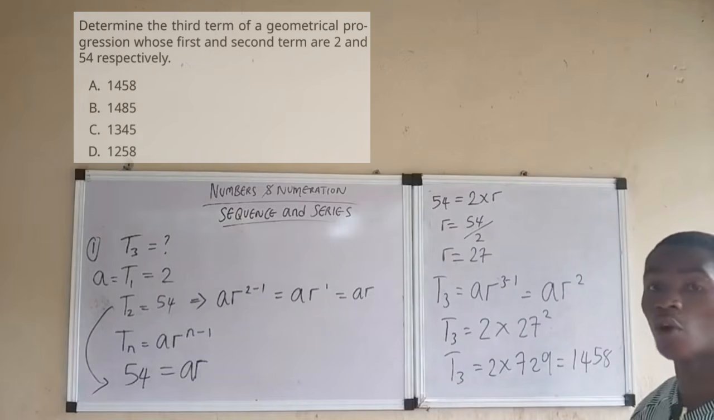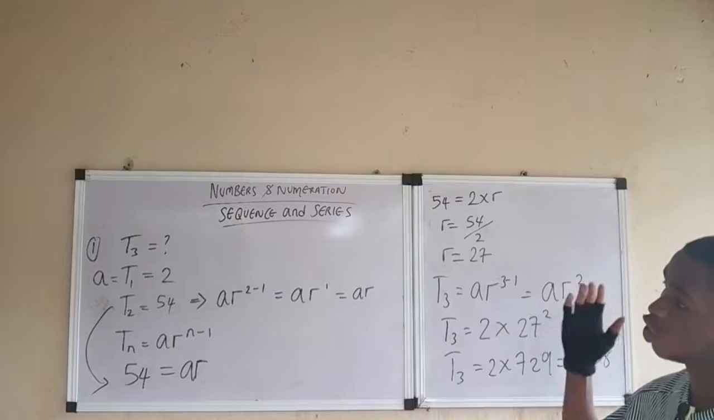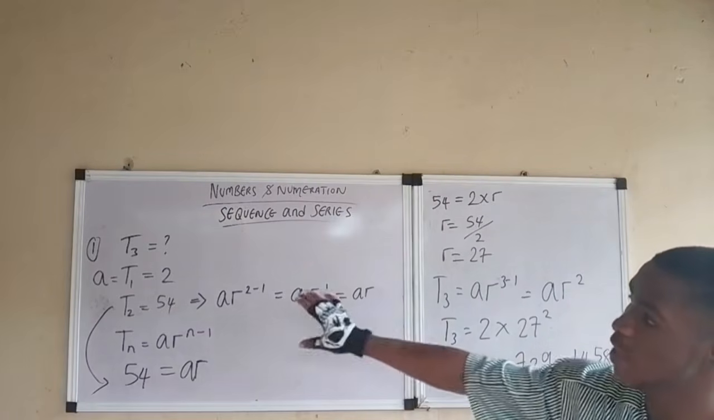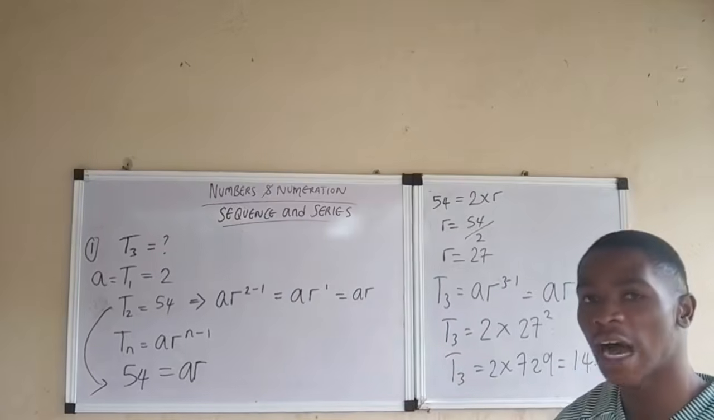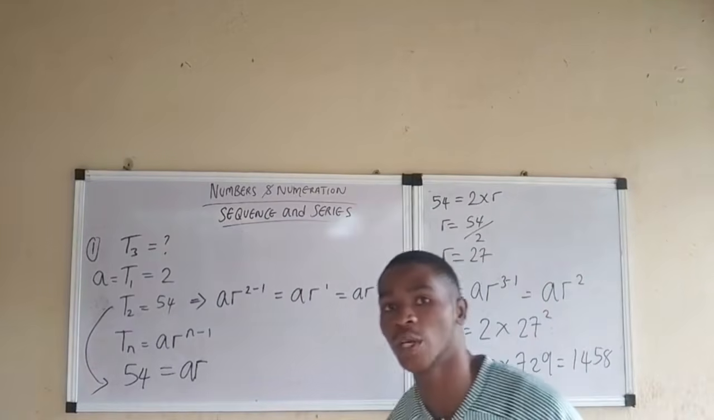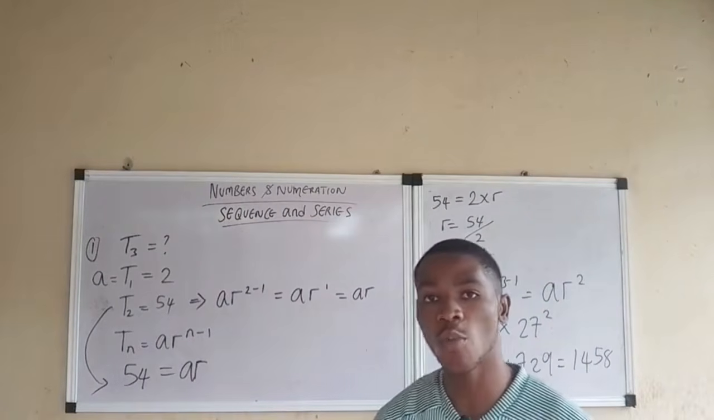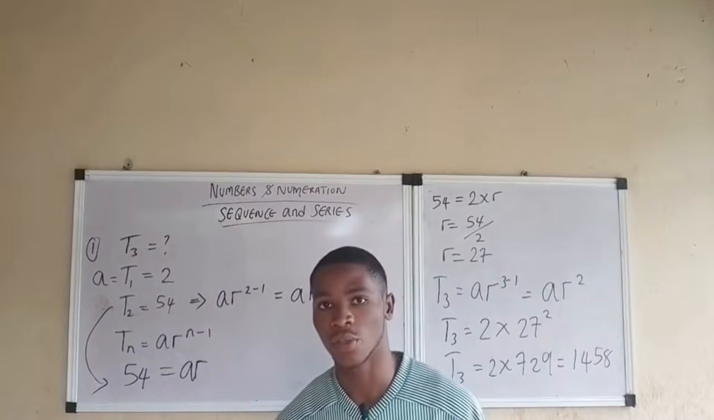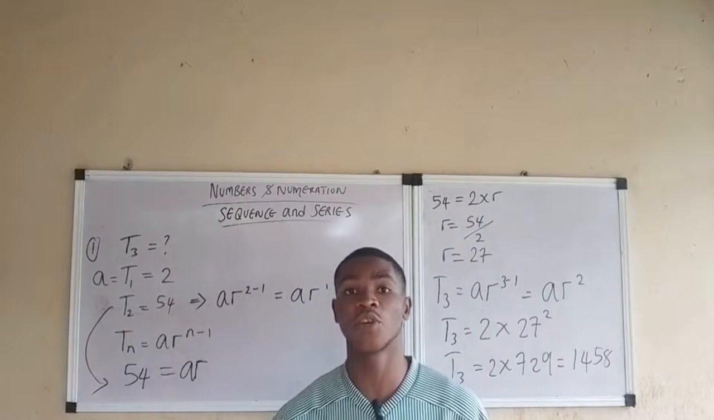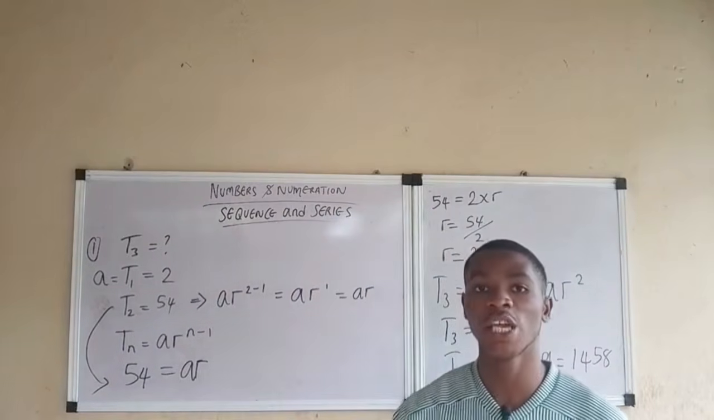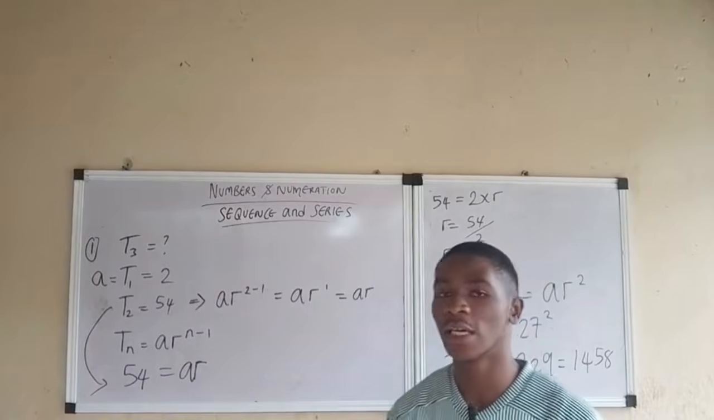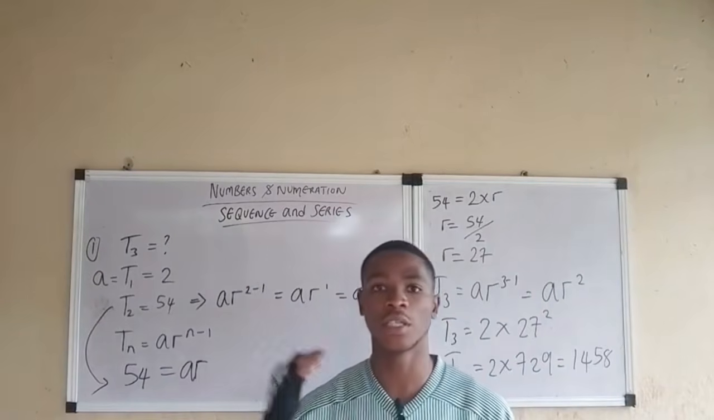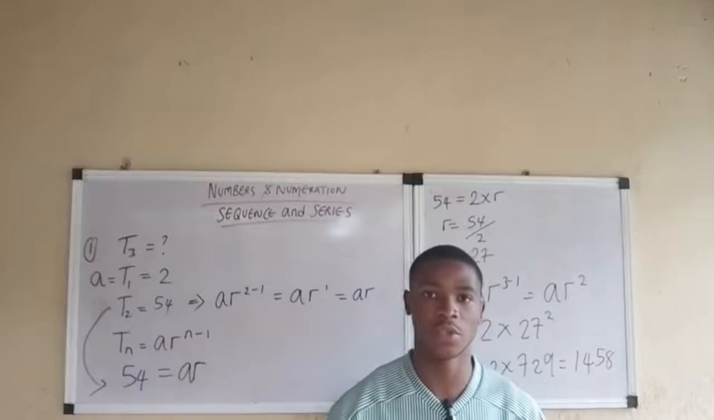So this is how you solve a question on geometric progression. This aspect of sequence and series is a question on geometric progression. How do you know a geometric progression? A geometric progression is characterized by a common ratio, R. If it was an arithmetic progression question, we'll be dealing with what we call a common difference, D. All right? So let's take a second question on this topic, sequence and series.